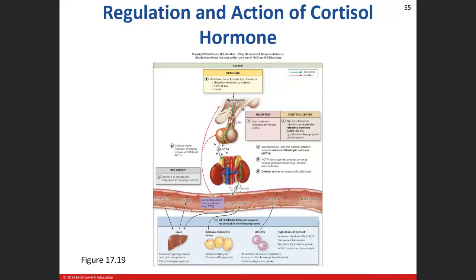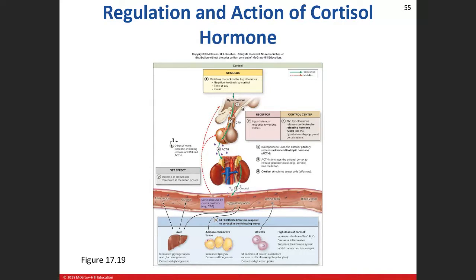I'll come back to that slide in one moment. That's what this slide is showing us here, what I just said in words. All right, negative feedback loop, time of day, and stress will cause the release of the corticotropin releasing hormone from the hypothalamus, which will then stimulate the adrenocorticotropic hormone, or ACTH, from the anterior pituitary down into the adrenal gland here, thus stimulating the release of cortisol.